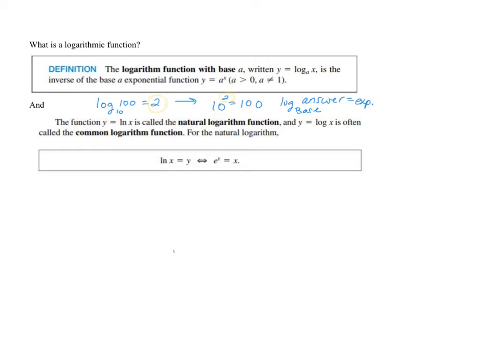The function y equals ln of x is called the natural logarithmic function. Y equals log x, notice there's no base listed there. It is understood to be base 10, and that's called the common log function. In the natural log function, ln of x is considered to be log base e of x. So basically, log base e of x can be rewritten as ln of x, and log base 10 of x we rewrite as log x. This is the natural log. This is the common log.